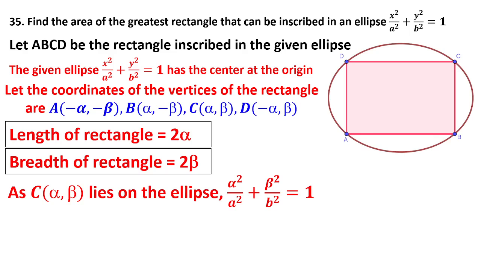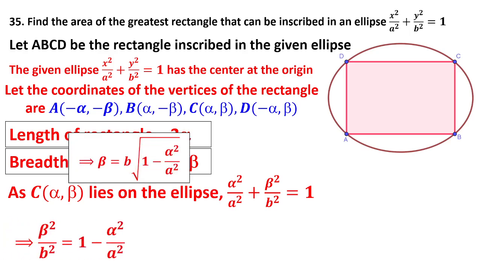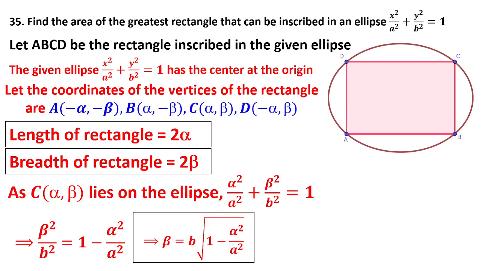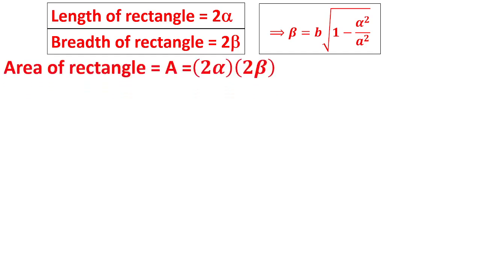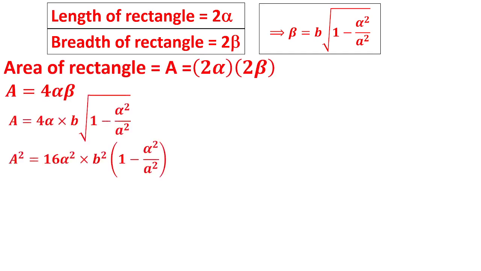Therefore, C is alpha comma beta, one of the points in the first quadrant, and it lies on the ellipse. Therefore, I can now express beta in terms of alpha. Beta is b into square root of 1 minus alpha square by a square. Keep it ready. Now, what is the area? It is 2 alpha into 2 beta, length into breadth. Therefore, 4 alpha beta, substitute. And I am simplifying. I am getting 16 a square b alpha square b square into a square minus alpha square by a square.